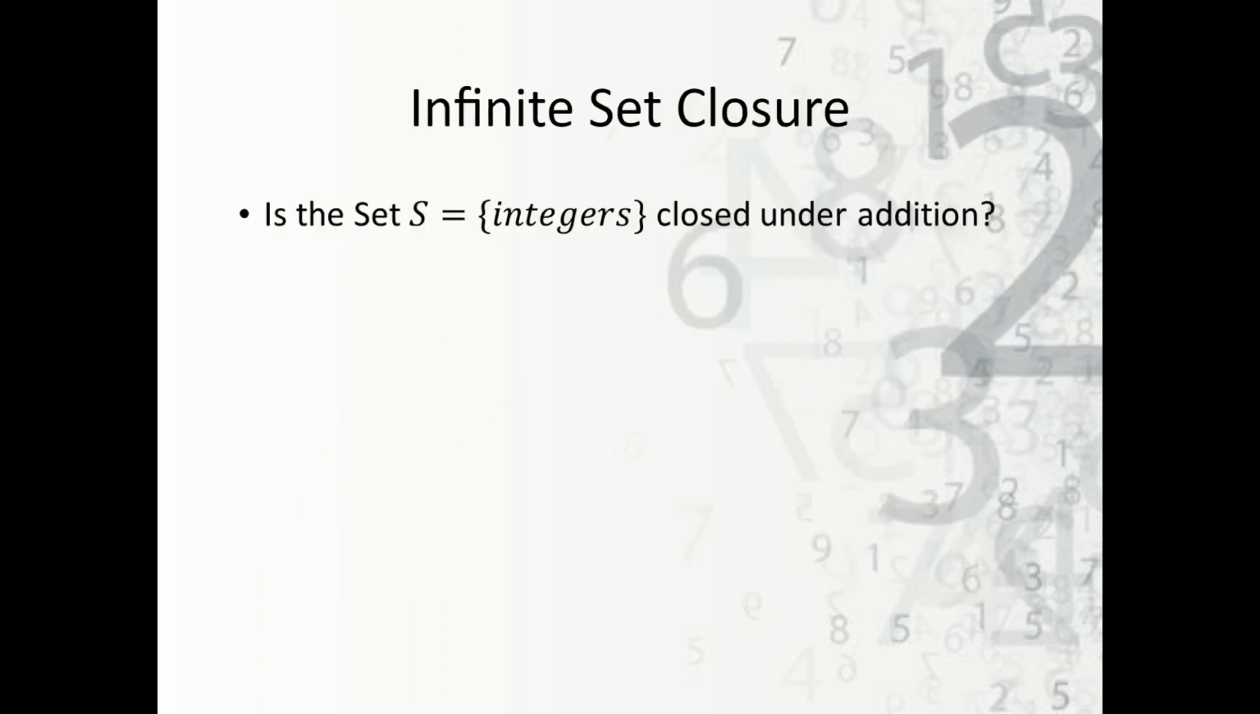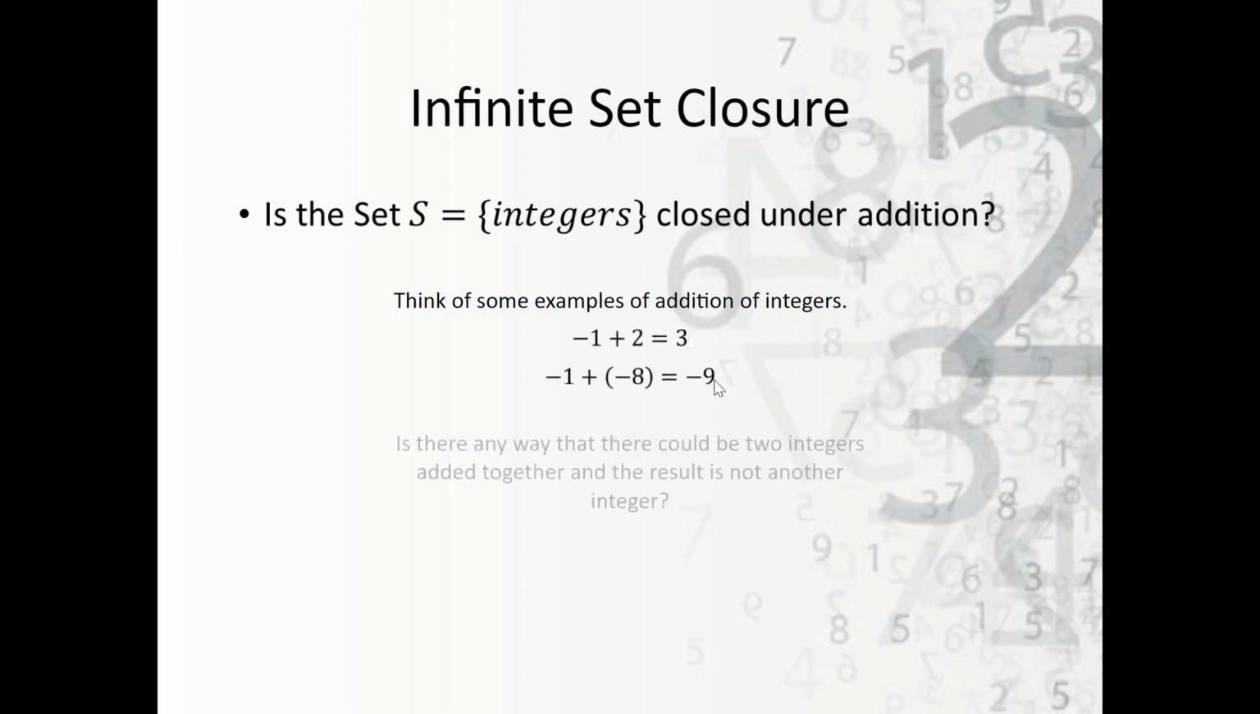So now let's take a look at this infinite set here, the set S of integers, and what we want to know is, is it closed under addition? Now we can't use a table anymore, so we need to think of some examples of addition of integers and then try to broaden it and say, is there any way that any two integers can be added together and not be an integer? We do some examples here, and we can see that they're still turning out to be integers.